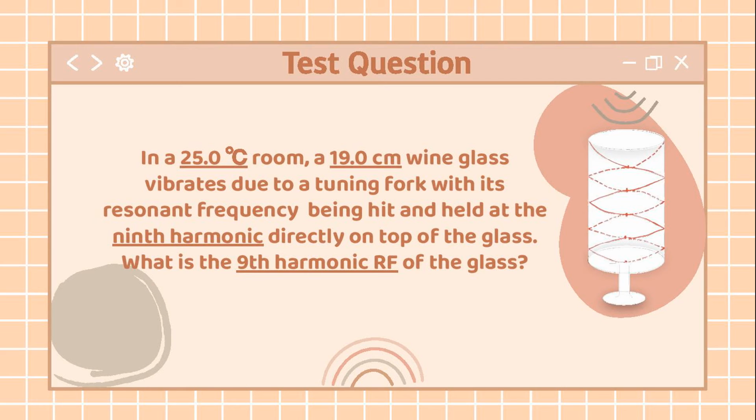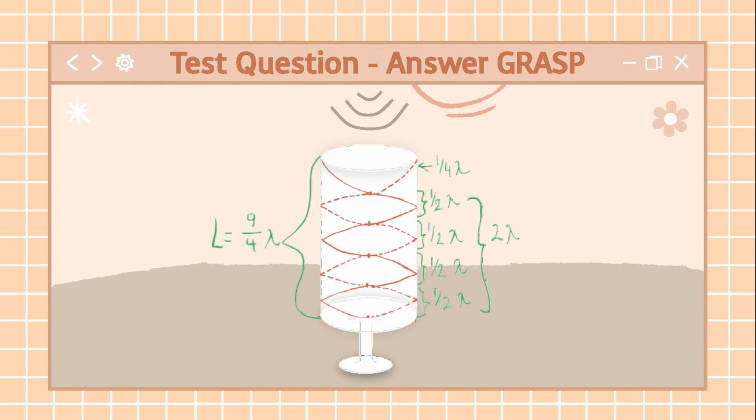In a 25.0 degrees Celsius room, a 19.0 centimeters wine glass vibrates due to a tuning fork, with its resonant frequency being hit and held at the 9th harmonic directly on top of the glass. What is the 9th harmonic resonant frequency of the glass? Let's solve this using GRASP.